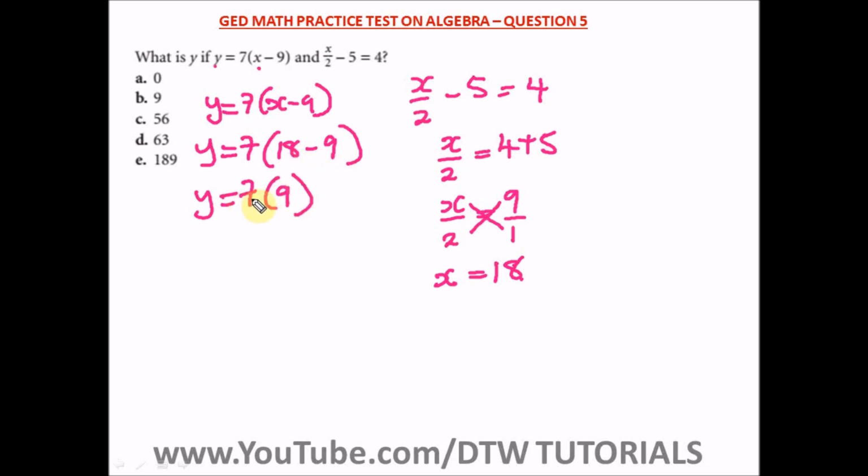Alright, so here this is a bracket, so this is a multiplication. So we have 7 times 9. Alright, and what is 7 times 9? 7 times 9 will give us 63. So y is equal to 63. And our right option here is option D.